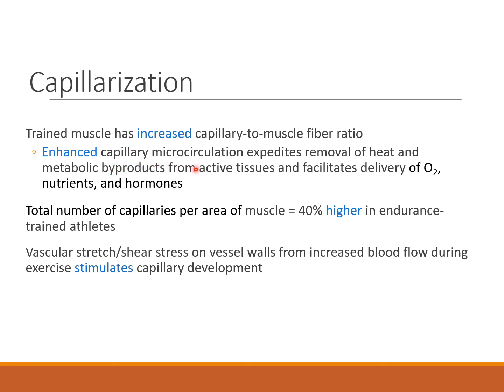This enhanced capillary microcirculation expedites removal of heat and metabolic byproducts from the active tissues and facilitates delivery of oxygen, nutrients, and hormones. So you have more capillaries, that means more oxygen and nutrients can get there. That means all the waste and carbon dioxide can move out. So in endurance athletes, we usually see a 40% higher volume of capillaries. So that makes sense. They're more trained. You're going to see more capillaries in that population.